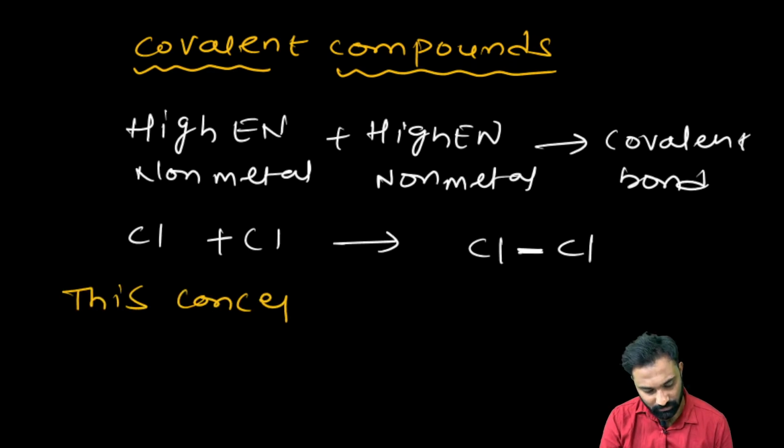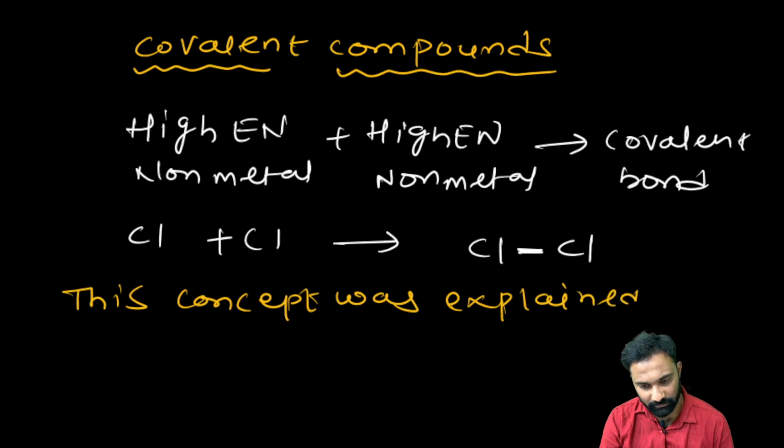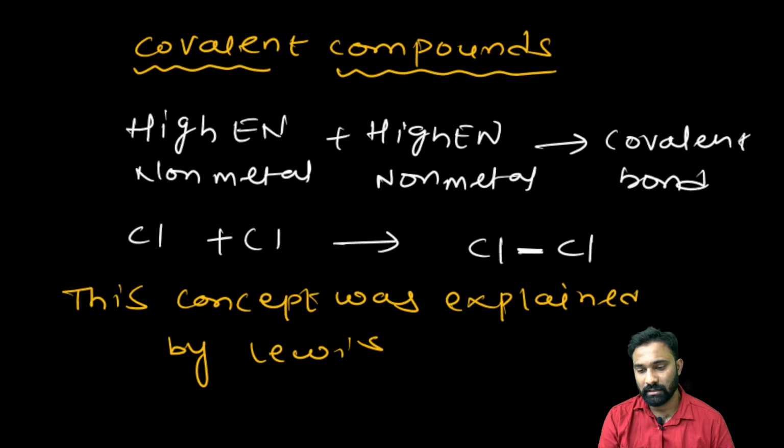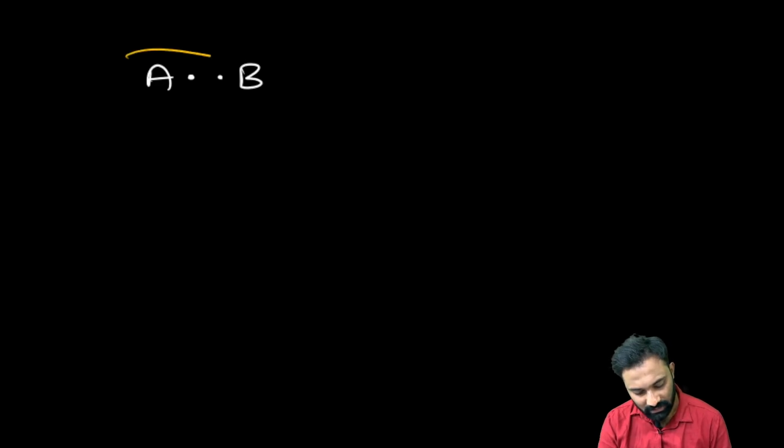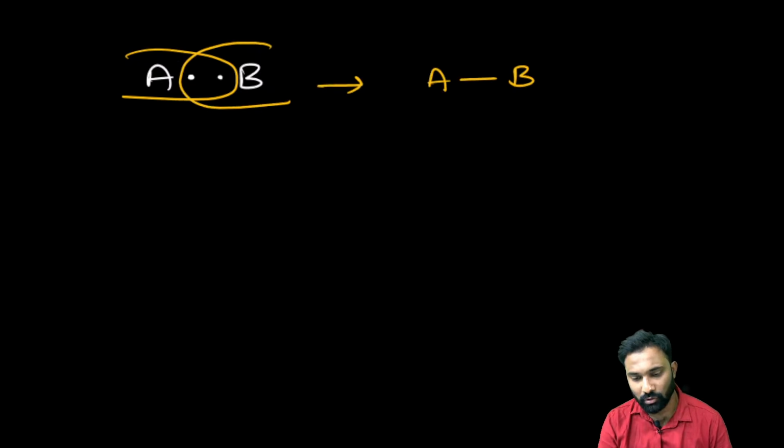Clear? Now this concept was explained by the scientist called Lewis. Right? Now the covalent bond, we know, right? The covalent bond is formed due to the mutual sharing of electrons. Now if there is one A atom and one B atom, then B will share one electron with A and A will share one electron with B, and it leads to one covalent bond.